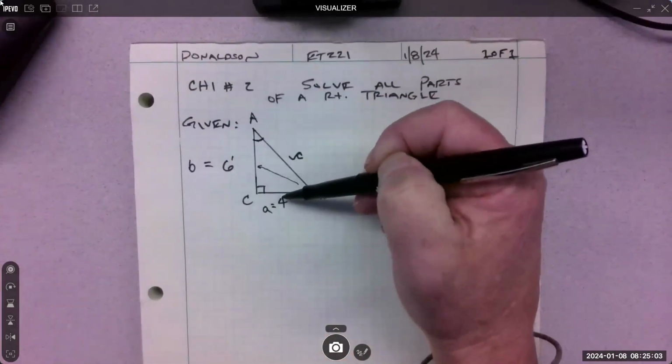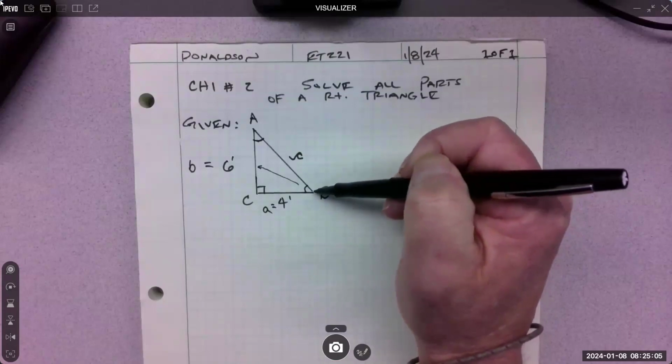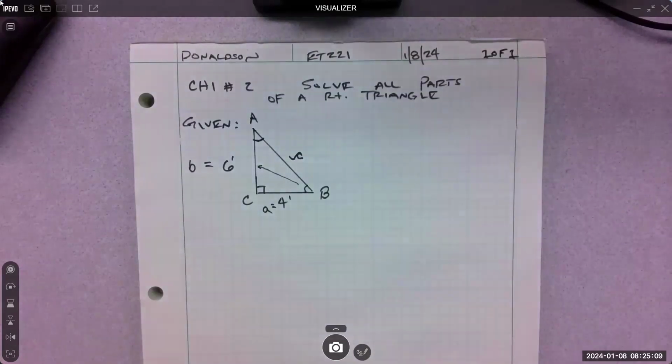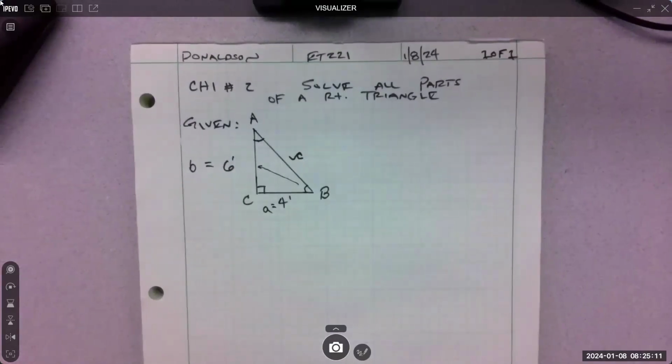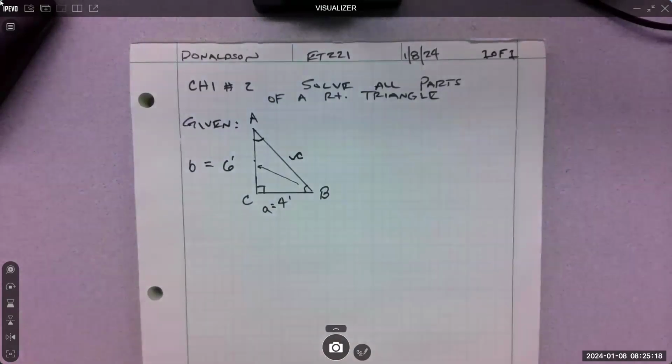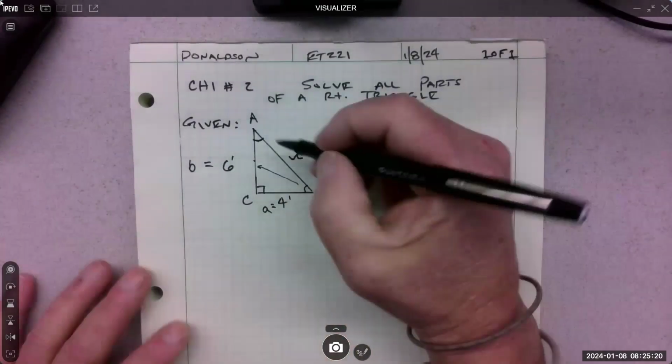It's side A down here. What's opposite of B? It's side B over here, right? So it's dependent on where you're sitting, where I'm thinking about. If I'm thinking about angle B, then what's opposite? It's this thing over here. So that's kind of fundamental. All right, so here's our opposites.